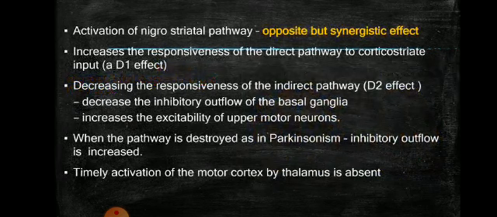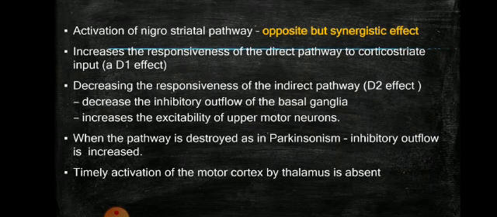Now, when there is activation of the nigrostriatal pathway, it's an opposite but synergistic effect. It increases the responsiveness of the direct pathway to the corticostriate input, that's called the D1 effect. And the responsiveness of the indirect pathway, which is the D2 effect, will decrease the inhibitory outflow of the basal ganglia, and it increases the excitability of the upper motor neuron.